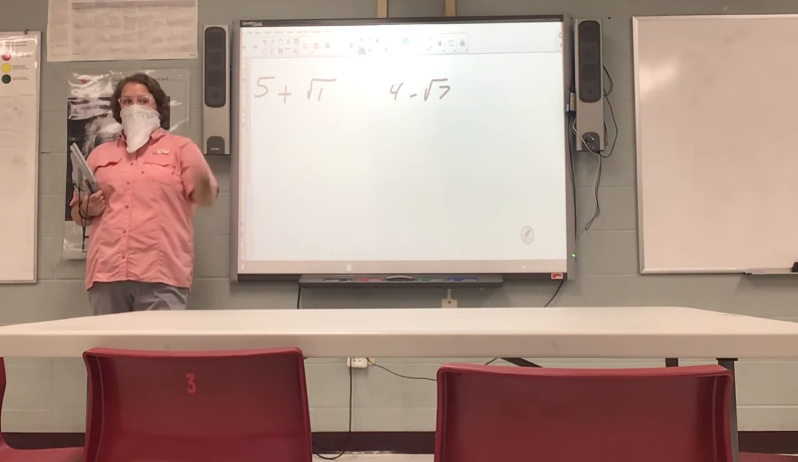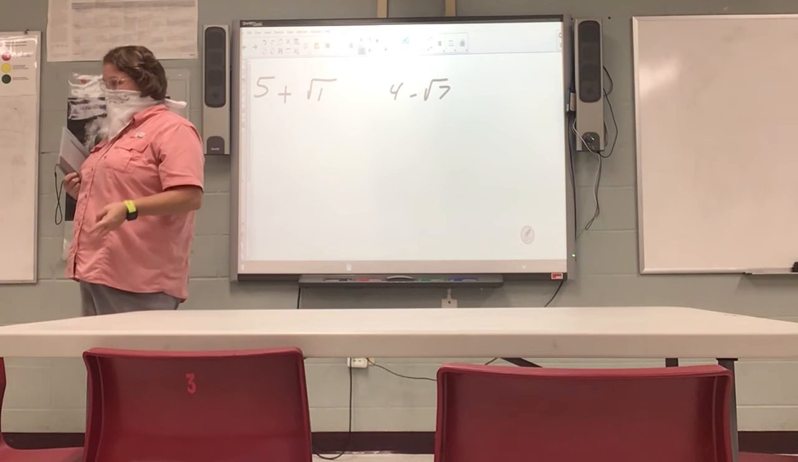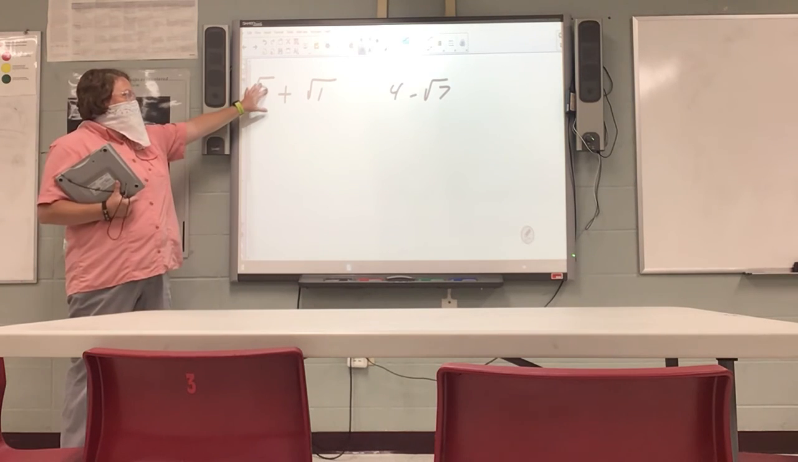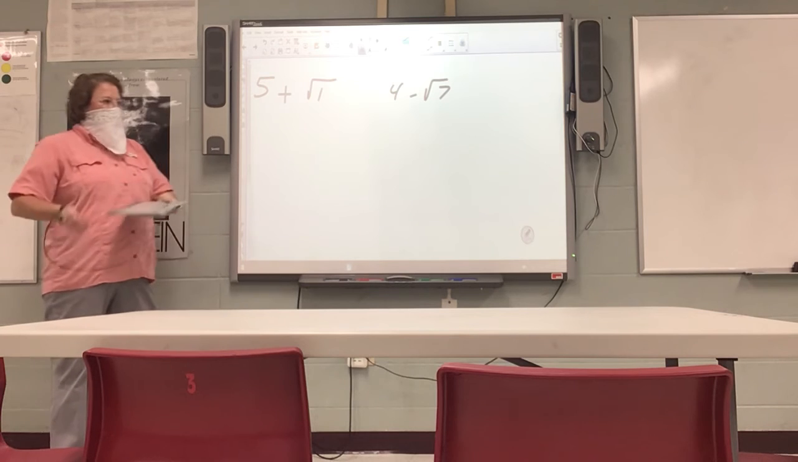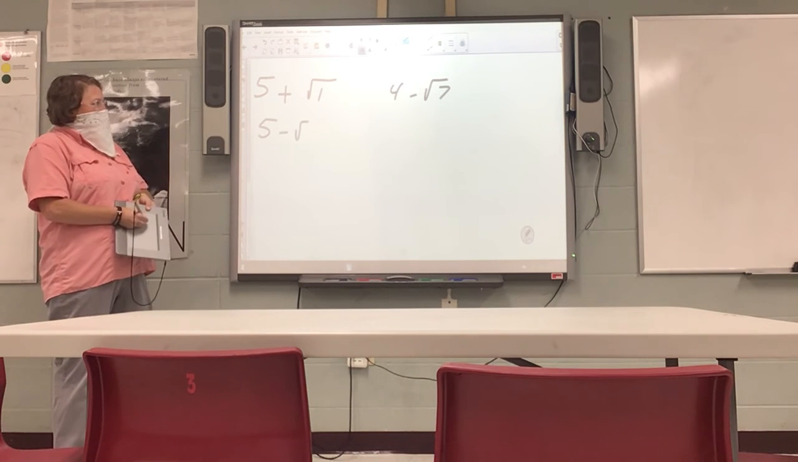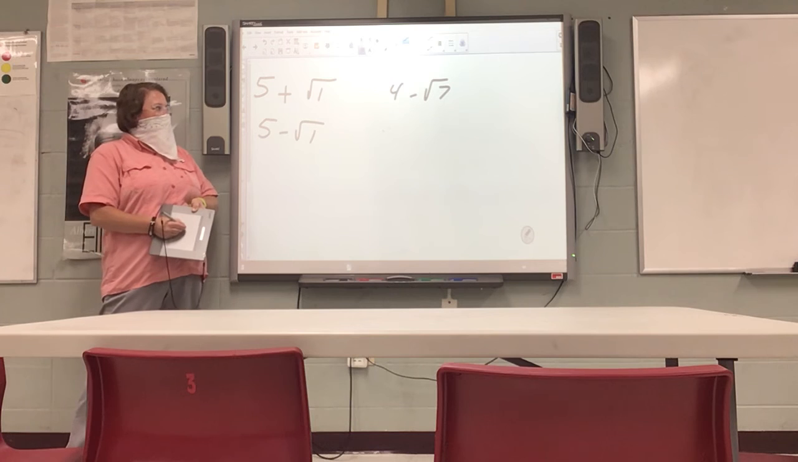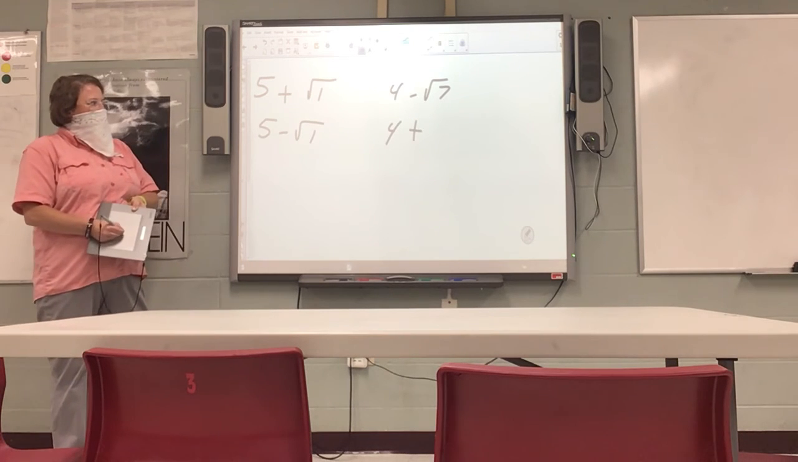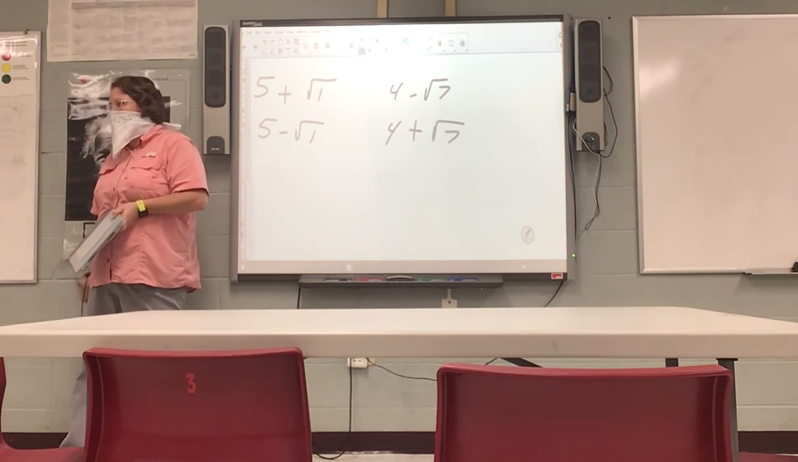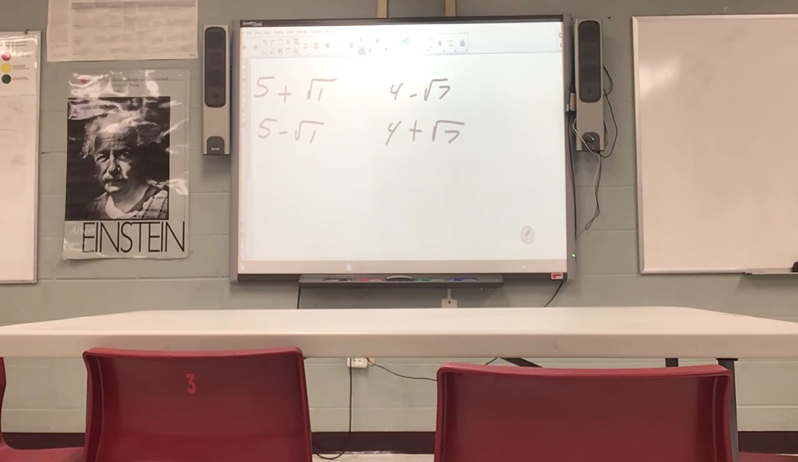What happens every time you take the square root of a number? What 2 answers can you have? Positive, negative. So if we can have 5 plus the square root, that means we can also have 5 minus the square root. So if we can have 4 minus the square root, we can also have 4 plus a square root. So let's see if we can find the choice that's got those. I'm thinking B. Yeah? 5 minus square root of 1, 4 plus. Yep, B it is.